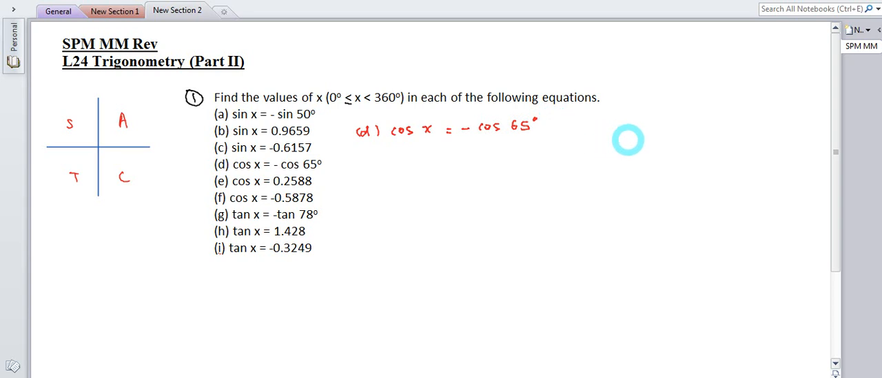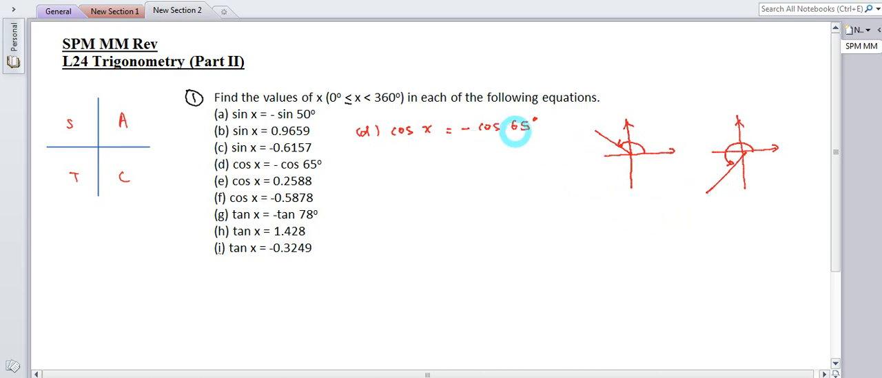Okay, now we go to cosine. The step is actually almost the same. Now you have a reference angle. So where is it? ASTC. Cosine, you want to get a negative, must go to second quadrant or the third quadrant.